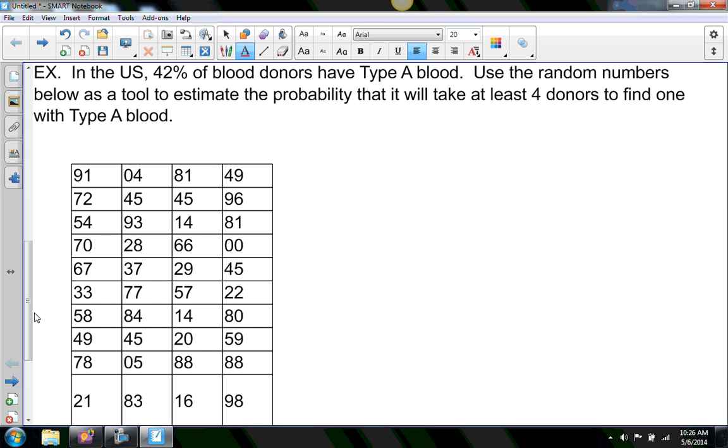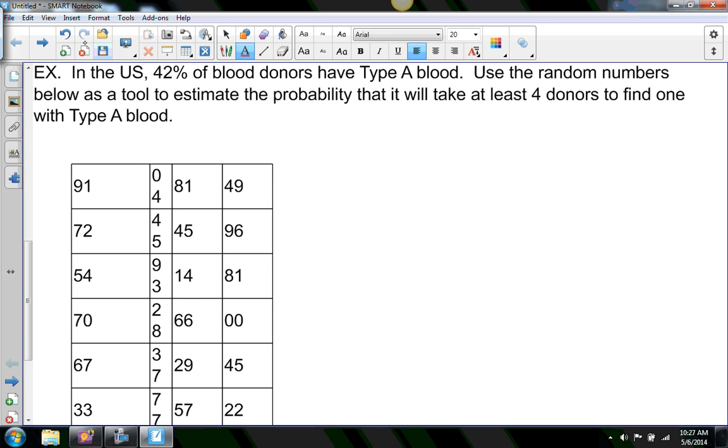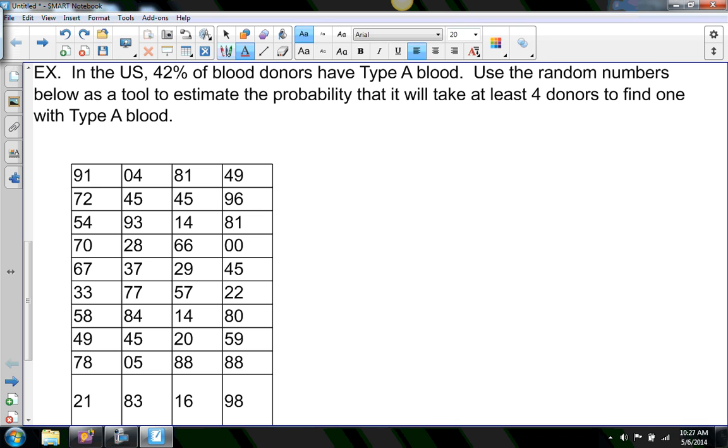So if I go through each one of these rows and figure out where, since it says that it will take at least 4, where did it take at least 4 before I got a number that was 0 to 41? This one only took 2. Whoops, I don't know what I just did there. That one only took 2 tries, right? The second person, right there.